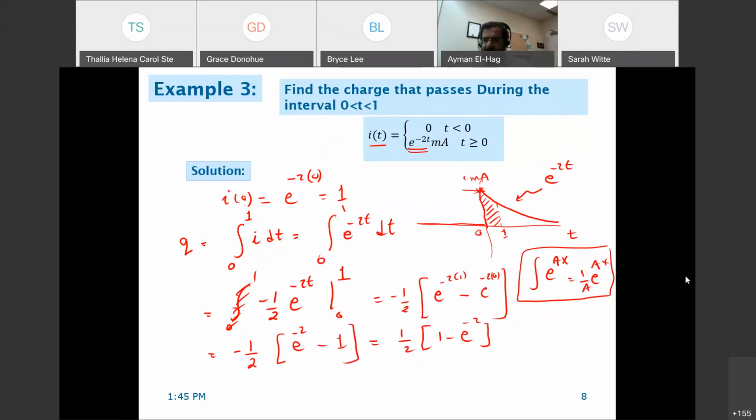Okay, the interval. Okay, where did the minus 1 come from? This is the integration. Q is equal to minus 1/2, like what I showed you here. When you do the integration of e to the power of ax, it is 1 over a e to the power of ax.